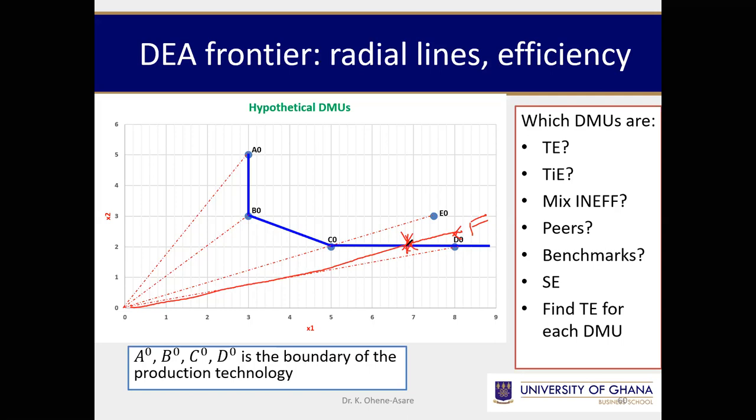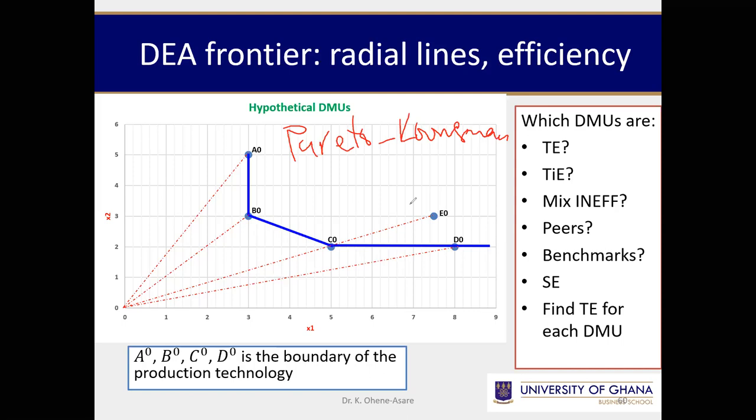Take note of that. You guys have to follow me in all directions. Now, let's go to another important concept for you, and this is known as peers. Now, listen carefully. A peer is a real DMU that is efficient. A real DMU that is strongly efficient. A real DMU that is Pareto-Koopmans efficient.